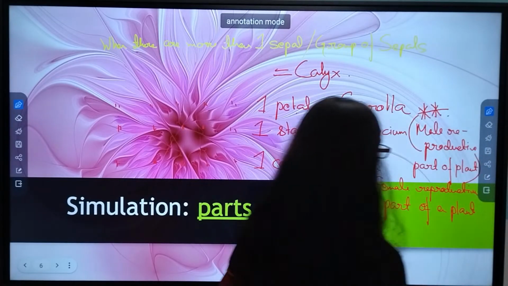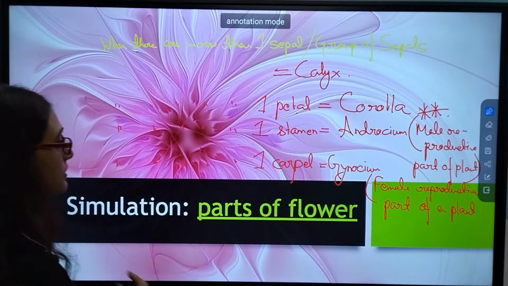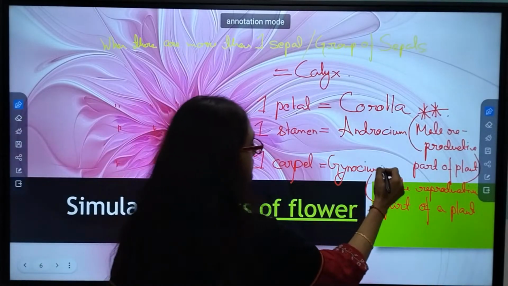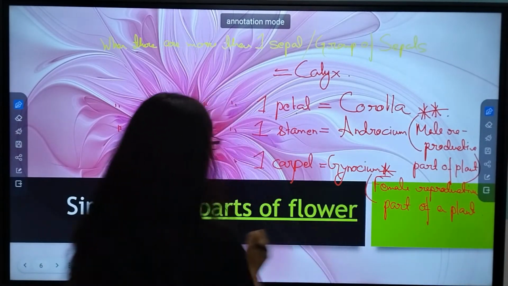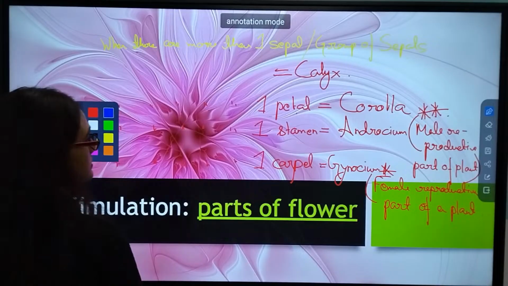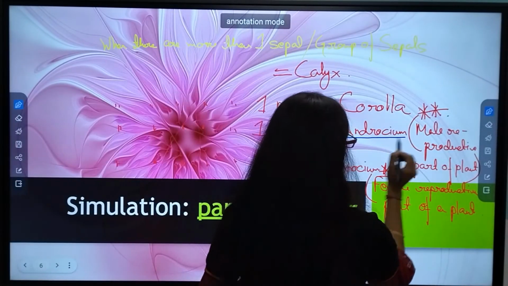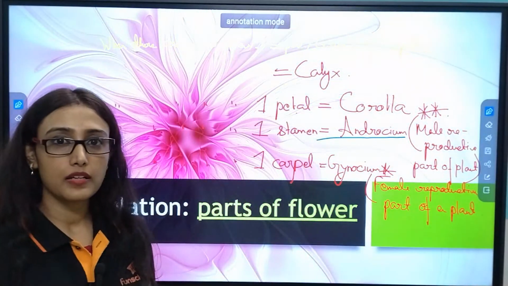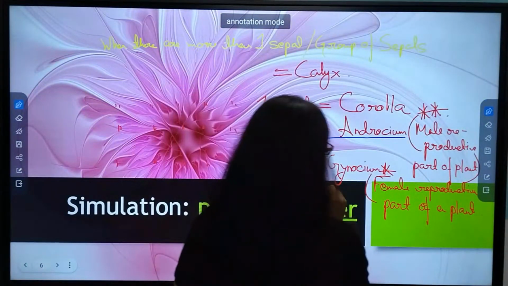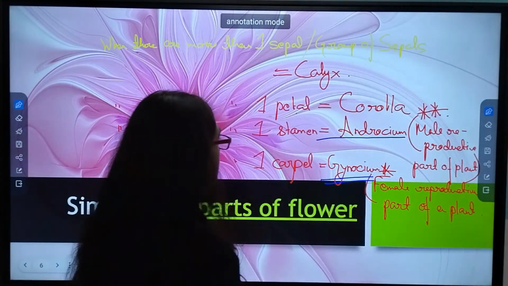It is the female reproductive part of a plant. So the question will be asked, which is the male reproductive part of the plant? Your answer should be androecium. What is the female reproductive part of the plant? Your answer should be gynoecium.